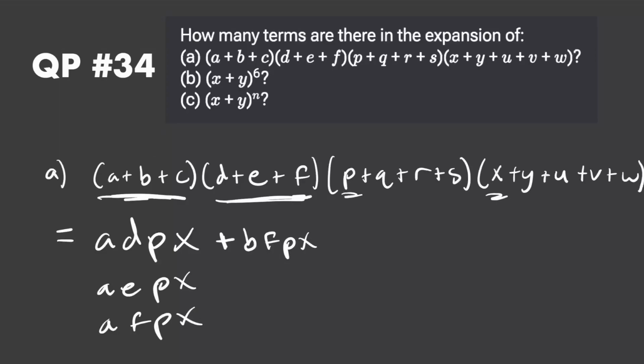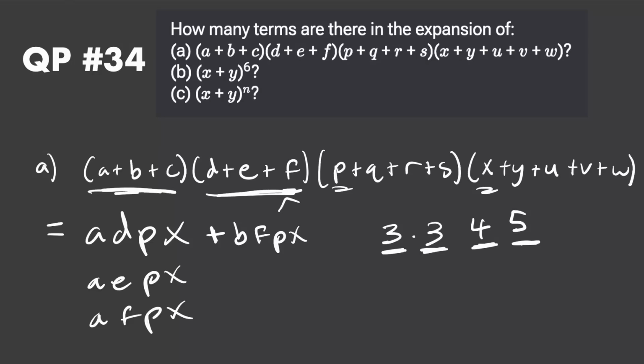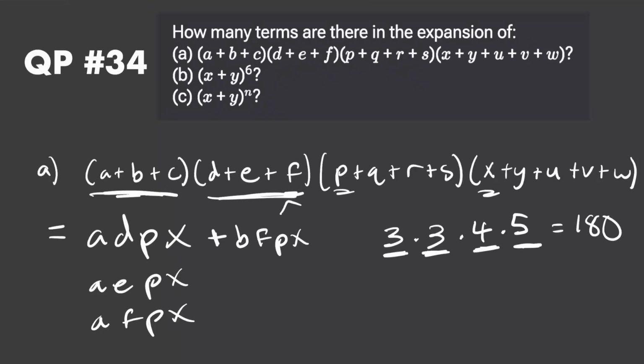We can just say, okay, we're choosing from our first term any of 3, and then from our second one, we're choosing any of 3 as well. From our third one, we have 4 terms, so we're choosing any of 4, and then for our fifth one, we're choosing any of 5. So what are the total number of terms? Well, let's just multiply all these numbers, 3 times 3 times 4 times 5, and when we do that, we're going to get 9 times 20, which is going to be 180. So that's the answer for part A.